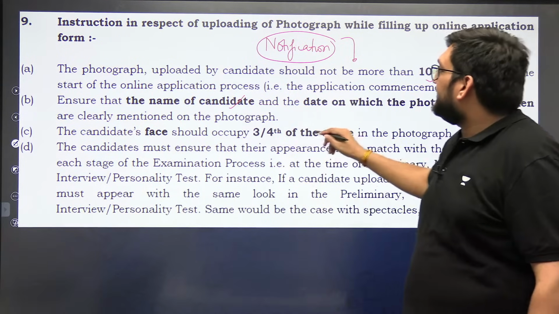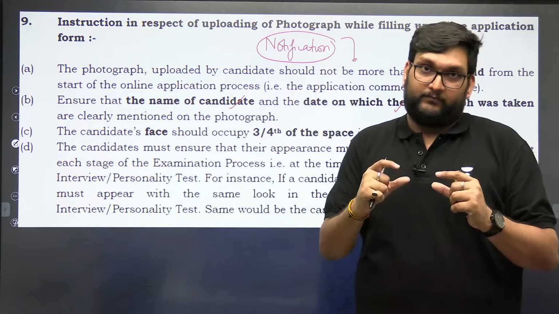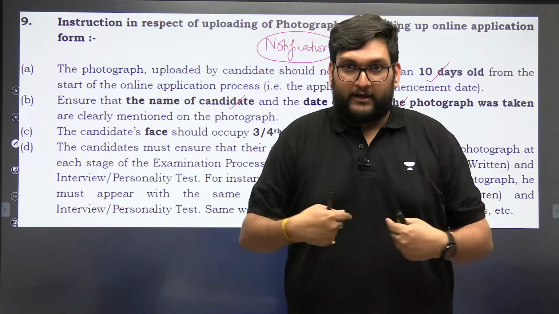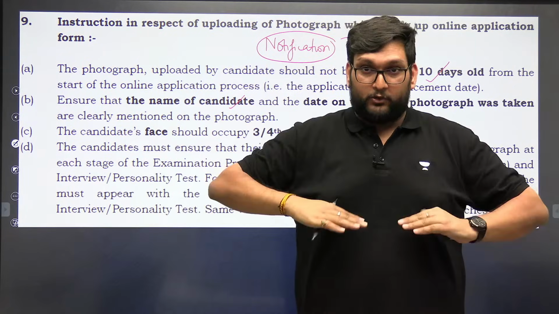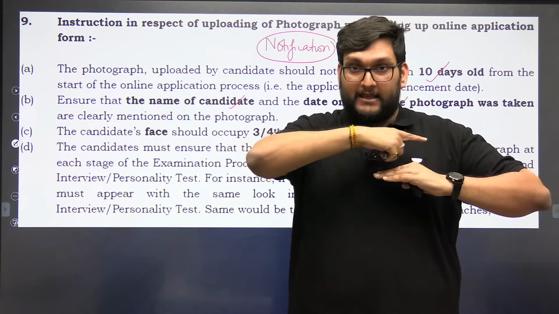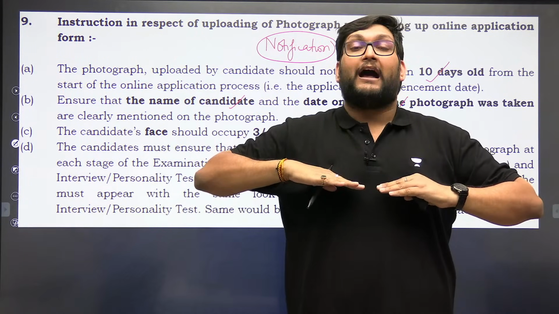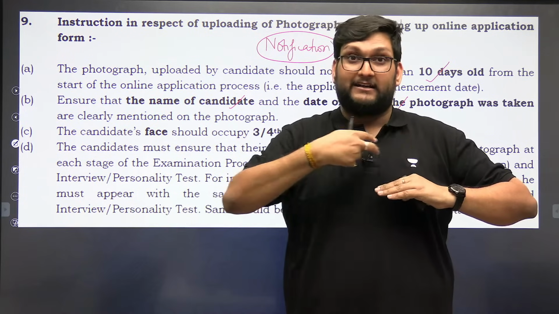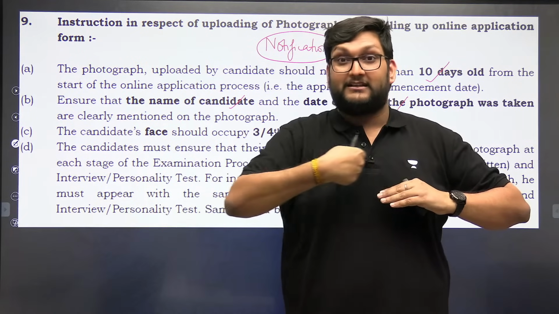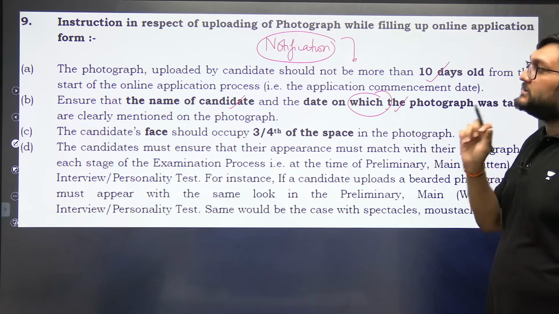Name of candidate and date at which this photograph was taken needs to be mentioned. So now what is happening is, if it's a passport size photograph, 3/4 of the photograph should be my face. Now, near me, where my chest is, you have to get it edited or you put it yourself, the name of the candidate and the date at which, not date of birth, date on which this photograph was taken.